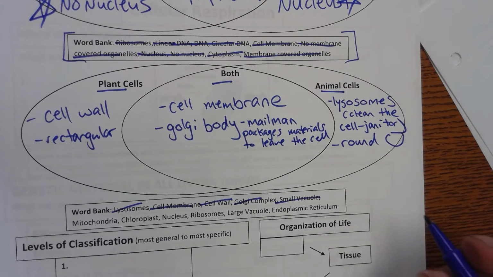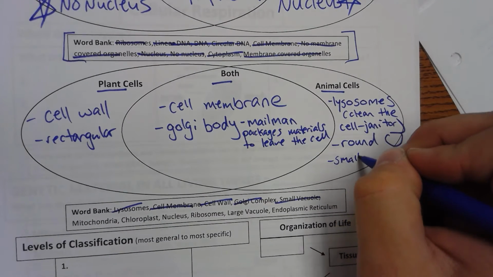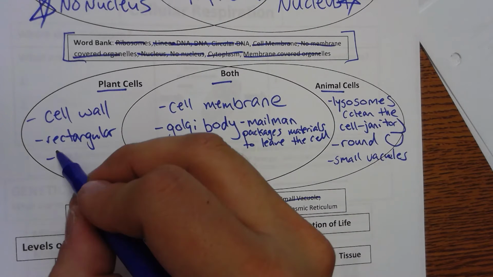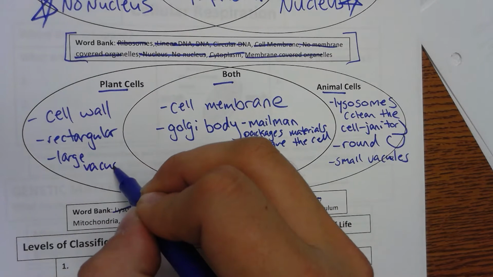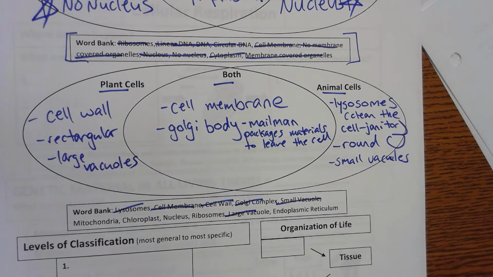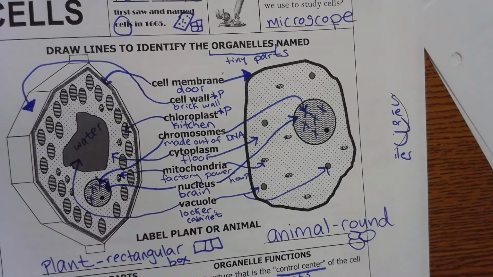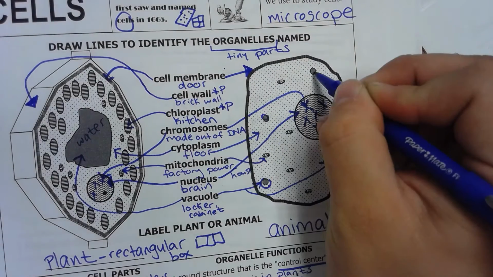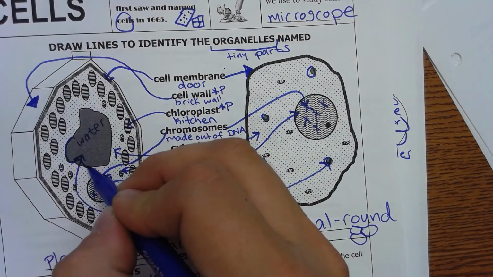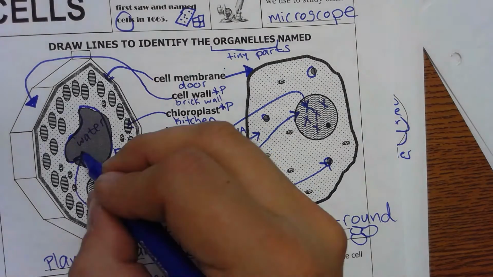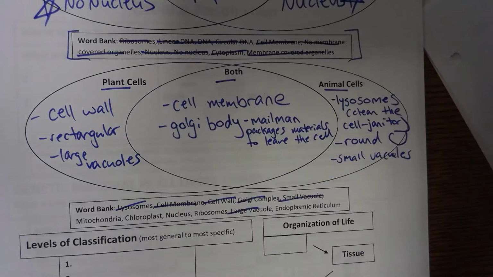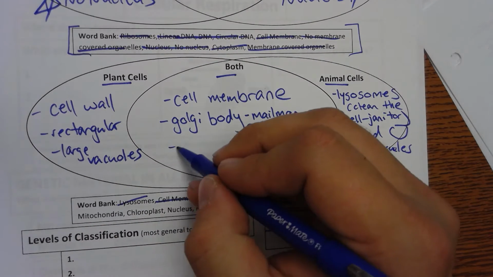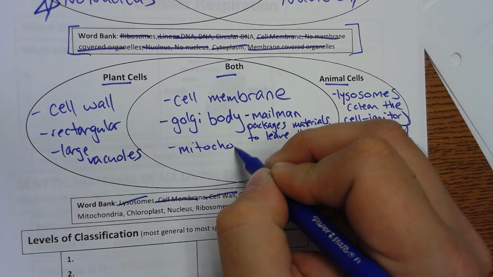Small vacuoles. Animal cells have lots of small vacuoles, and plant cells have large vacuoles. Okay, and we saw that over here. Animal cells have a lot of small vacuoles, and plant cells have one large central vacuole where they store mostly water. Mitochondria, they both have mitochondria. Check.